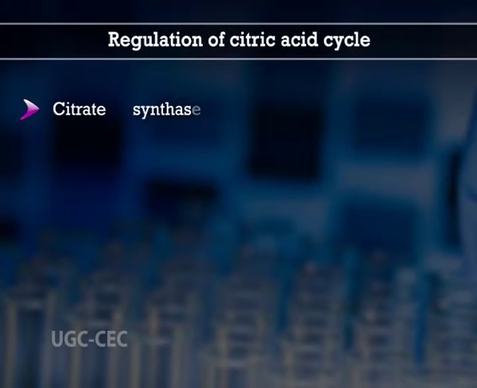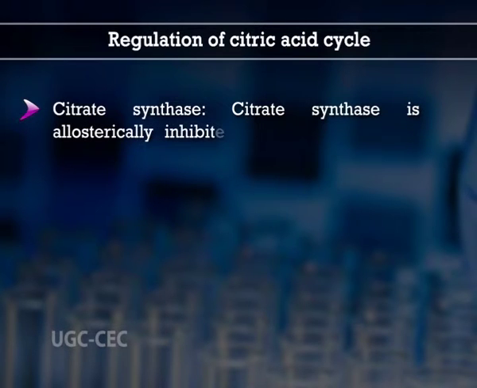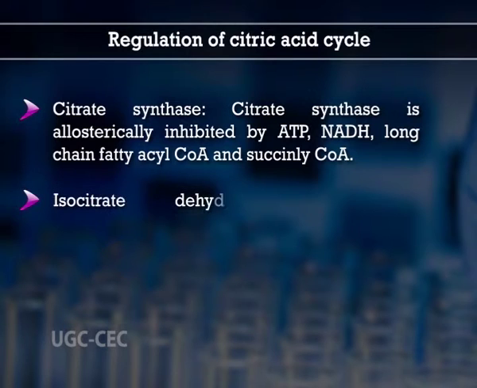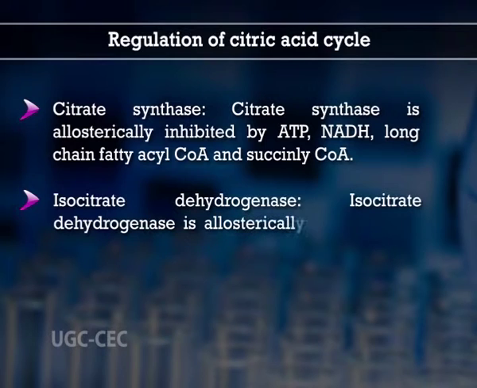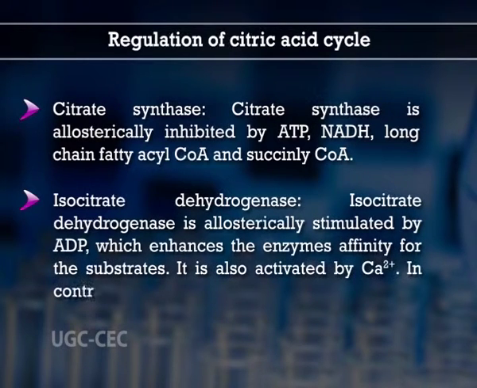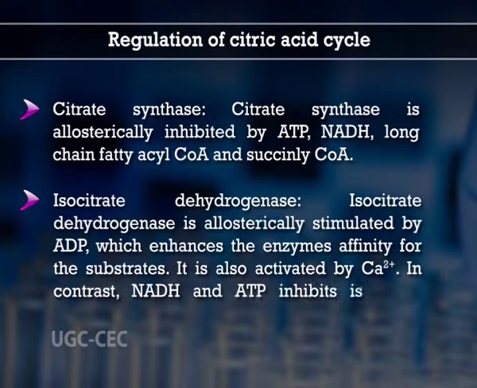First, let us come to citrate synthase. Citrate synthase is allosterically inhibited by ATP, NADH, long-chain fatty acyl-CoA, and succinyl-CoA. Second, isocitrate dehydrogenase. Isocitrate dehydrogenase is allosterically stimulated by ADP, which enhances the enzyme's affinity for the substrates. It is also activated by calcium ion. In contrast, NADH and ATP inhibit isocitrate dehydrogenase.